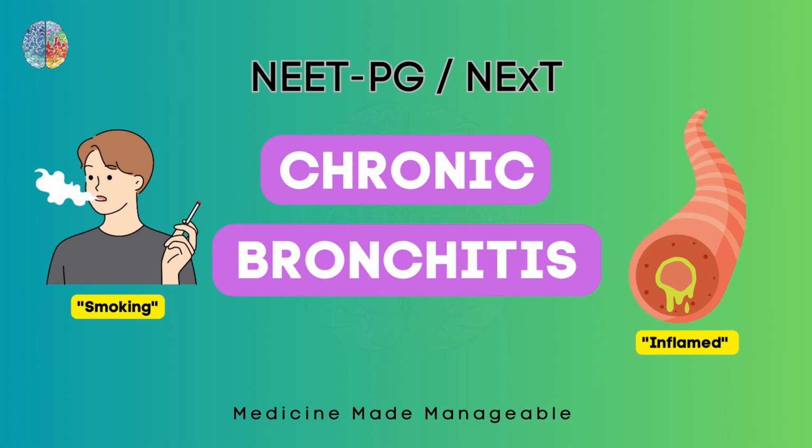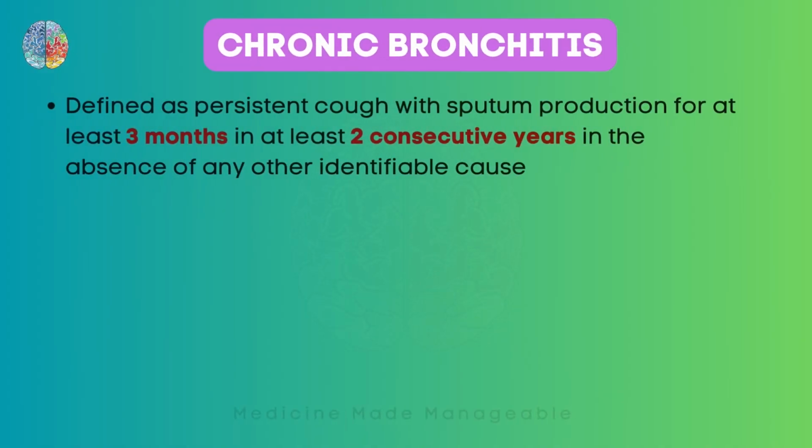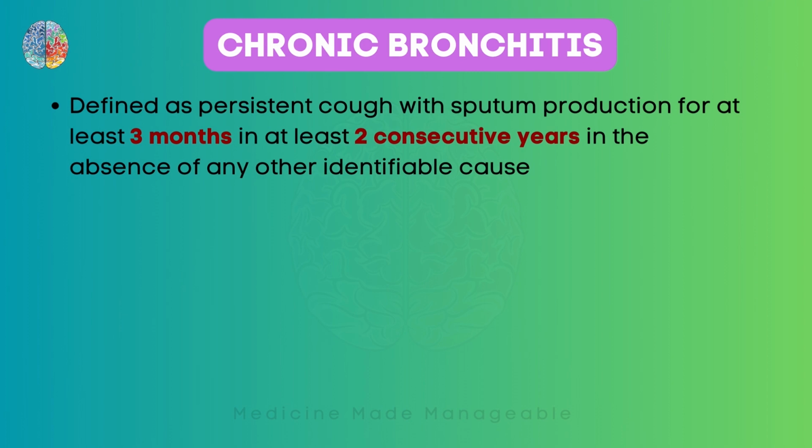Hello everyone. In this video we're going to be talking about chronic bronchitis. So let's start. The definition of chronic bronchitis is persistent cough with sputum production for at least 3 months in at least 2 consecutive years, and all of this in the absence of any other identifiable cause.